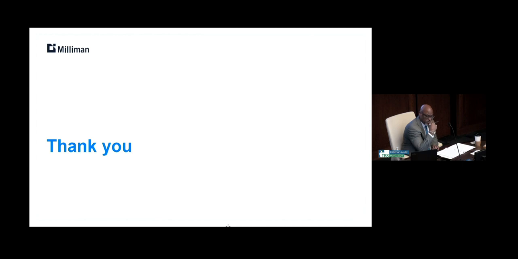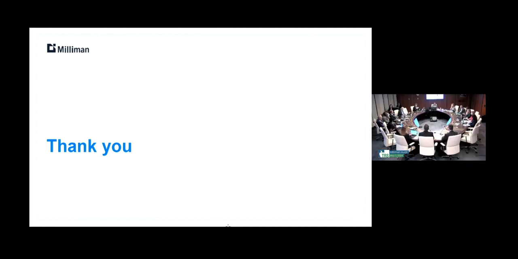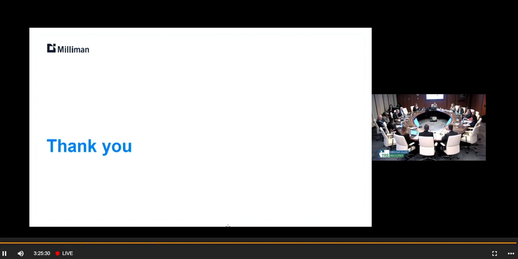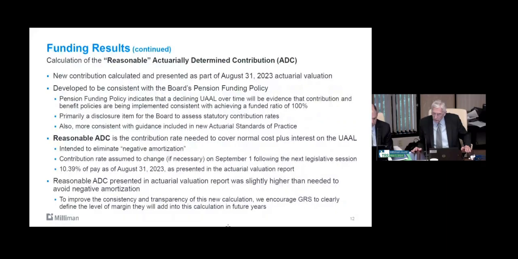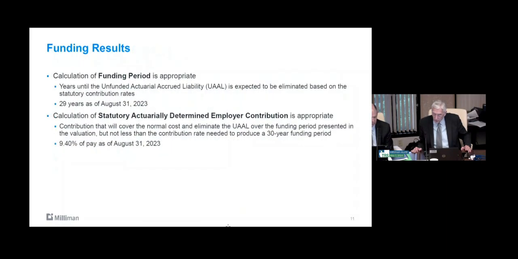Yes, Mr. Paul. Thank you, Mr. Chairman. Looking at slides 11 and 12, could you help me understand the difference between that 9.4 statutory actuarial rate versus the reasonable rate?